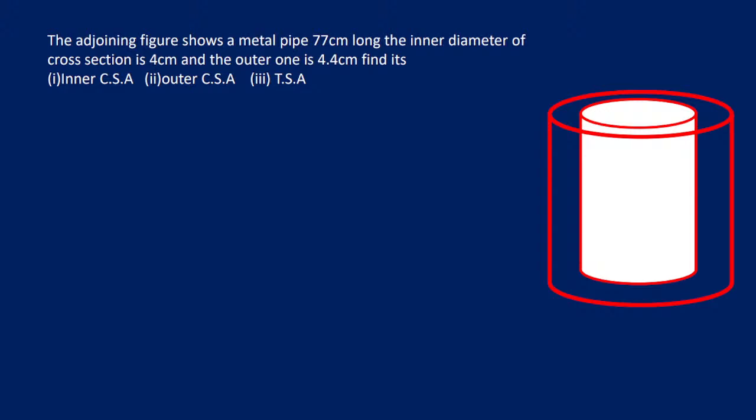So you have a cylindrical pipe. The adjoining figure shows a metal pipe, which is 77 centimeter long. The inner diameter of the cross section is 4 centimeter and the outer one is 4.4 centimeter. Find the inner curved surface area, outer curved surface area and total surface area of the cylinder.